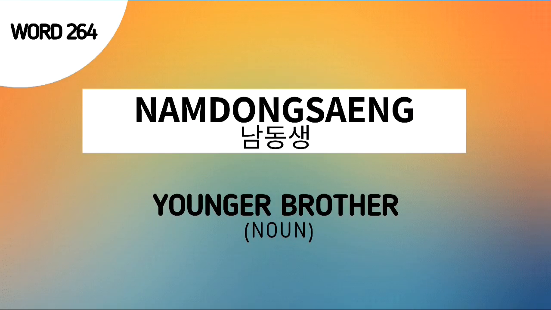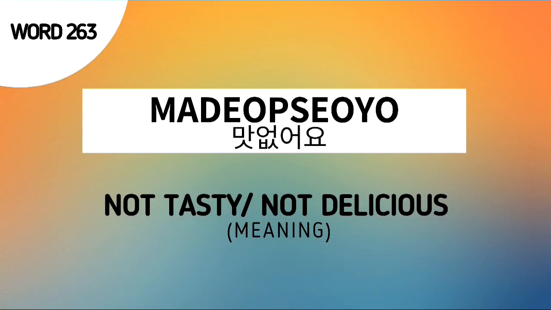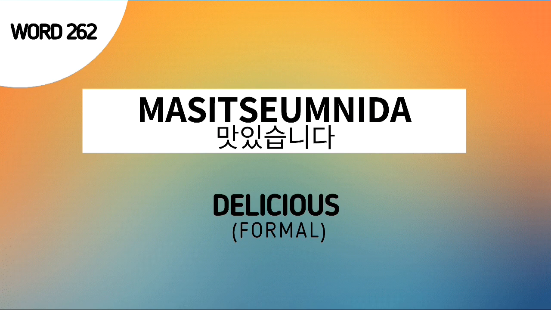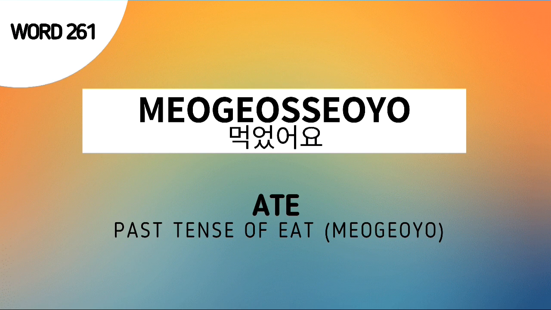Word number 264 is Dongsaeng, which means younger brother. Word number 263 is 맛없어요, which means not tasty or not delicious. Word number 262 is 맛있습니다, which means delicious in a formal manner. Word number 261 is 먹었어요, which means ate.